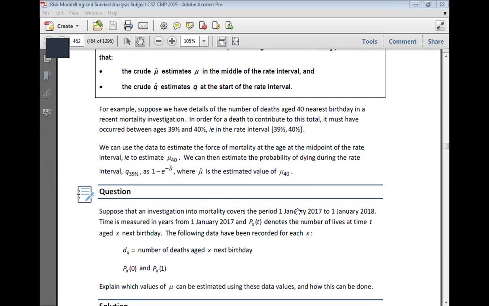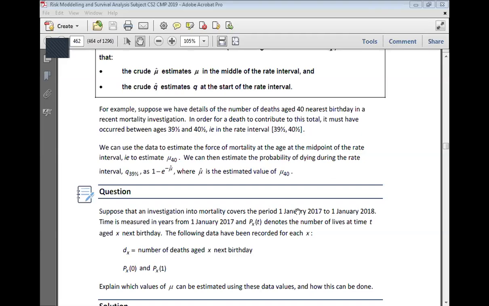Suppose that an investigation into mortality covers the period 1 January 2017 to 1 January 2018. Time is measured in years from 1 January 2017, and PXT denotes the number of lives at time T, aged X next birthday. The following data have been recorded for each X: DX, the number of deaths aged X next birthday, and Px of 0 and Px of 1. Explain which values of mu can be estimated using these data values, and how this can be done.